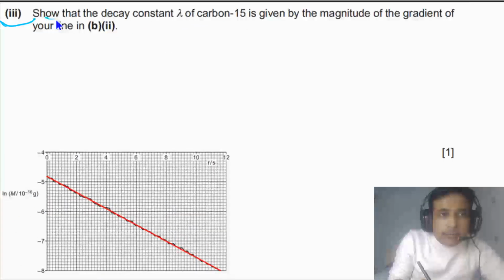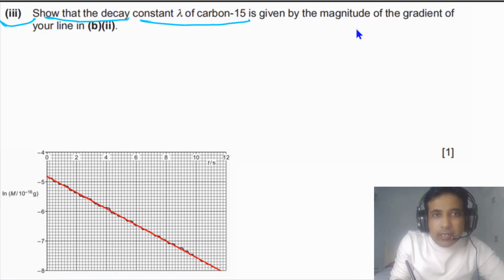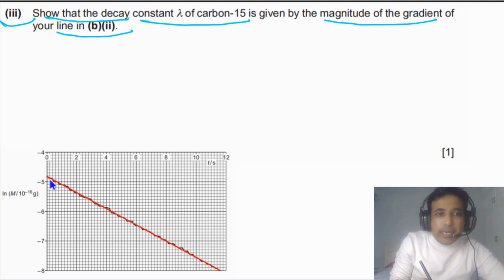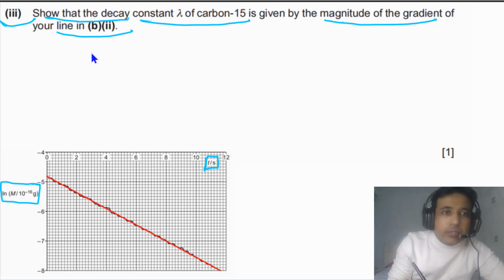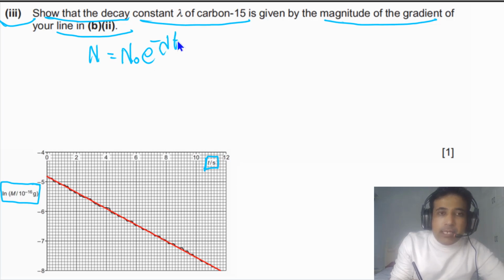For the third part, we need to show that the decay constant of carbon 15 is given by the magnitude of the gradient of the line in P2. This is the line we have sketched in P2. We need to show that the magnitude of the gradient of this line is equal to the decay constant. On the y-axis we have ln m and on the x-axis we have time. To answer this, we can start with the nuclear decay equation, N = N0 e^(-λt), which is the exponential decay equation.